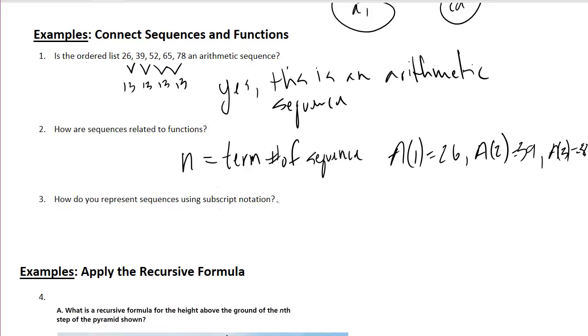How do you represent sequences using subscript notation? Pretty straightforward. A sub 1 is equal to the first term in that pattern above, that's 26. A sub 2, the second term of the sequence, was 39. A sub 3, the third term within that pattern, was 52, and then that just continues. So you just use that subscript notation, which denotes what term number we're talking about in the arithmetic sequence.